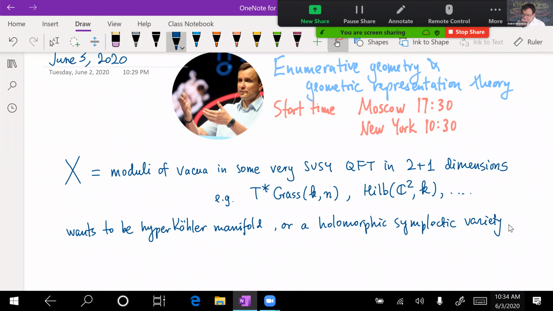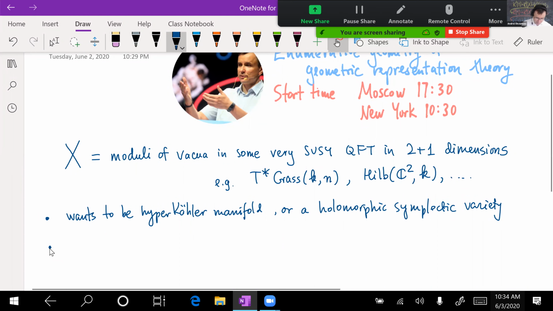And so this is one thing, and so this is clearly the examples we have here. The T-star Grassmannian is holomorphic symplectic just because it's the cotangent bundle of something, and the Hilbert scheme is famously holomorphic symplectic.